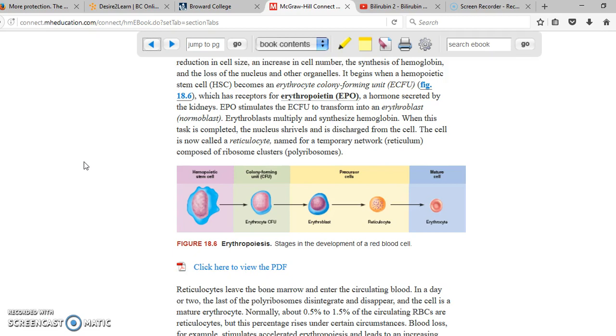Where do the red blood cells come from? From a main cell, which is going to be a stem cell, because the stem cell has the ability to produce multiple different lines of cells.